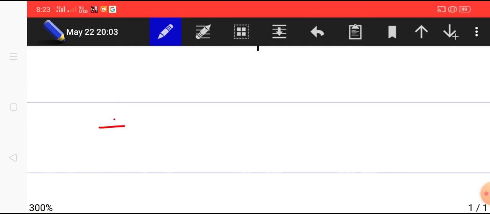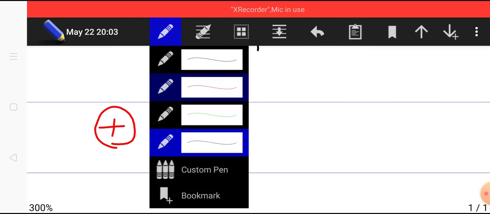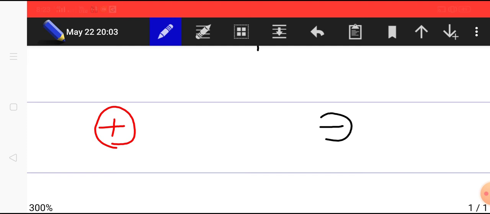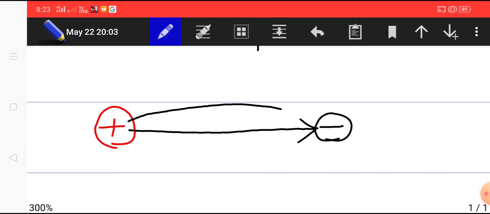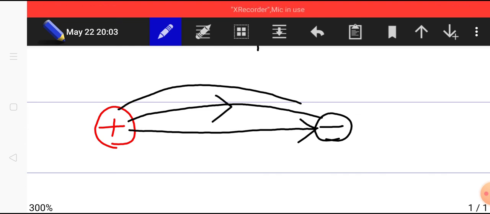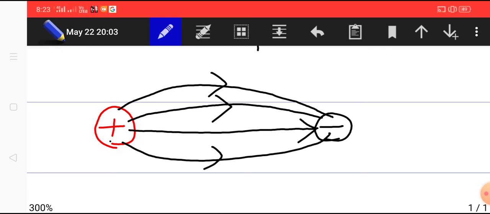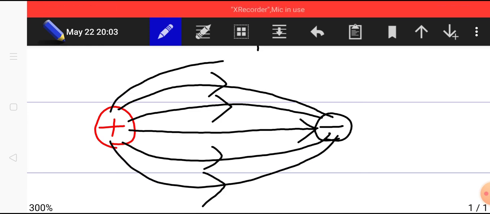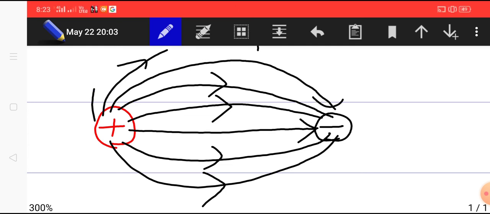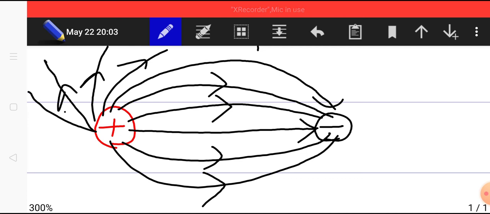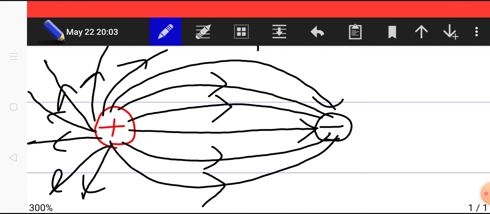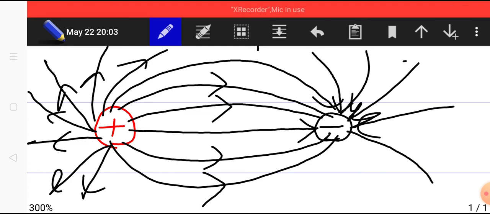Now let us consider some more interesting cases, like the case of a dipole. So for a dipole, consider a positive charge and a negative charge. This is the line joining them, and the electric lines of force I'm showing with black lines. They will start from the positive charge and enter into the negative. So electric lines of force will be like this, and they will go like this and also like this. The electric lines of force never intersect each other.